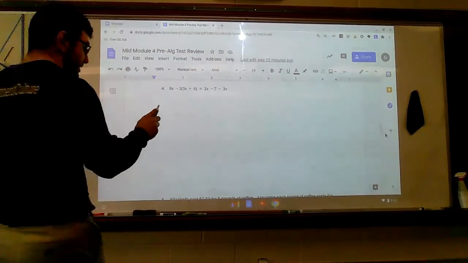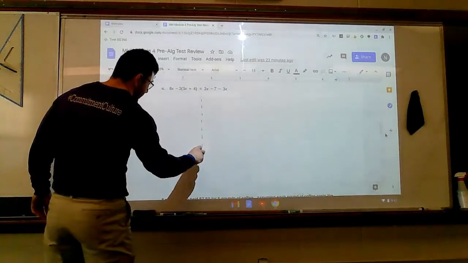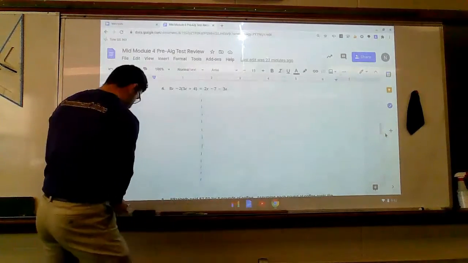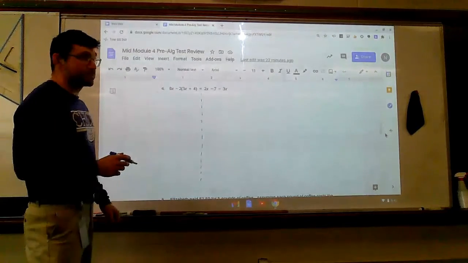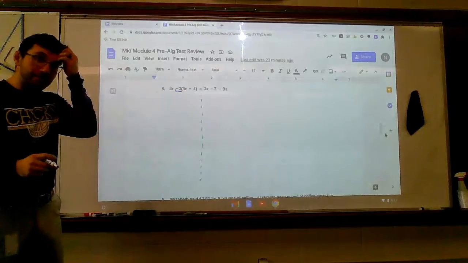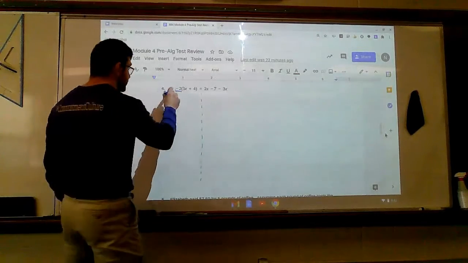Okay, number 4. A little bit trickier. Balance point. Okay, so I'm going to use a lot of different colors to try to keep this organized. After the balance point, next step is to distribute. The number that's next to it is a negative 2. You must include the sign with the number. So 8x drops down.